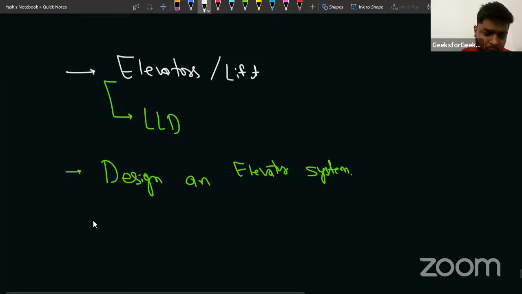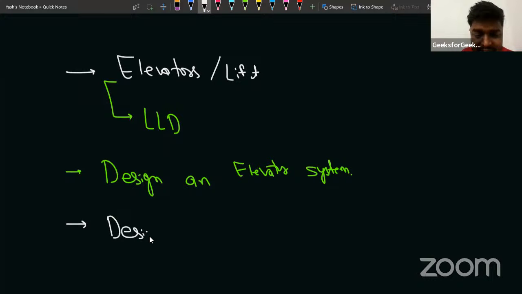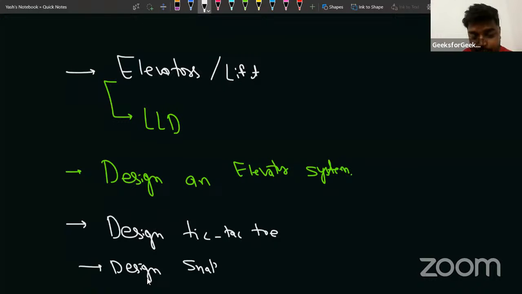Then if you see, after this, for example, another popular question is design snake and ladder game. Okay, design, let's say, tic tac toe. Tic tac toe low level design. Then maybe another question can be design snake and ladder. So these questions that are there, they come under the low level design category.